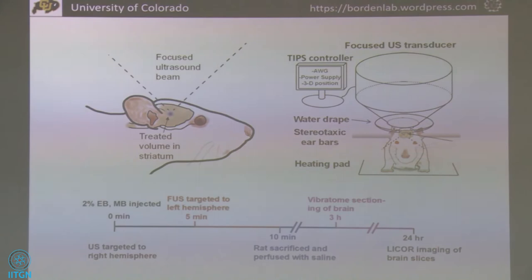And there's a 2% Evans blue dye. That dye is used because we're using it as a model drug, something that we can detect that doesn't normally get through the blood-brain barrier. Microbubbles are injected at time zero. We sonicate the right hemisphere for 5 minutes, then we sonicate the left hemisphere for 5 minutes. At 10 minutes, the rat is sacrificed, infused with saline, then the brain is removed, sectioned with a vibratome, and imaged.